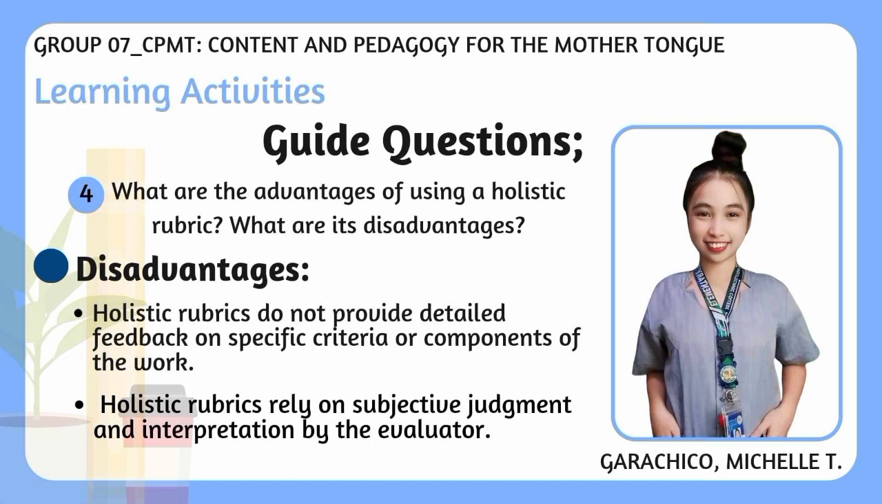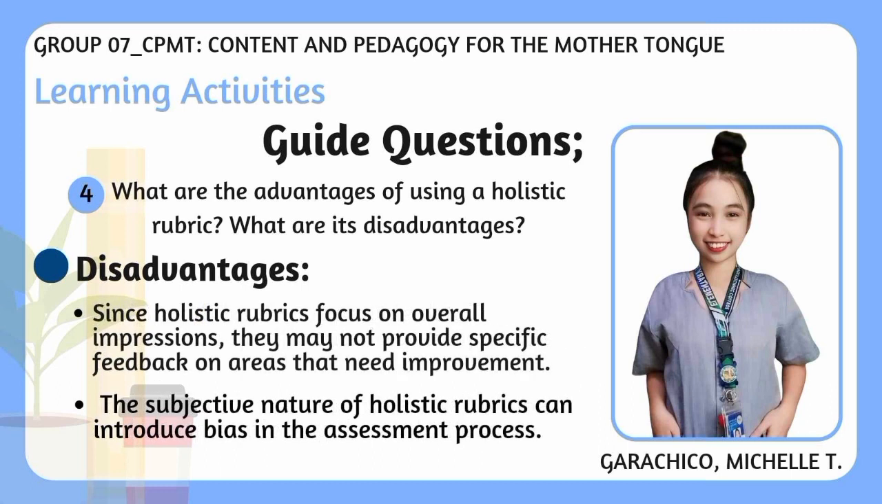Different evaluators may have different interpretations of the overall quality, leading to inconsistency in grading. Since holistic rubrics focus on overall impressions, they may not provide specific feedback on areas that need improvement. Students may miss out on detailed guidance for their growth and development.